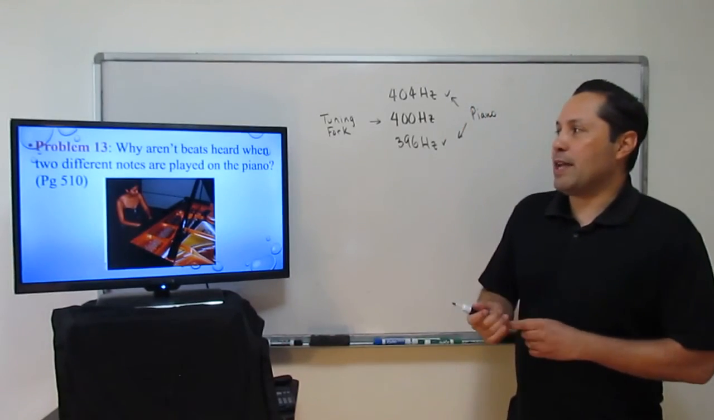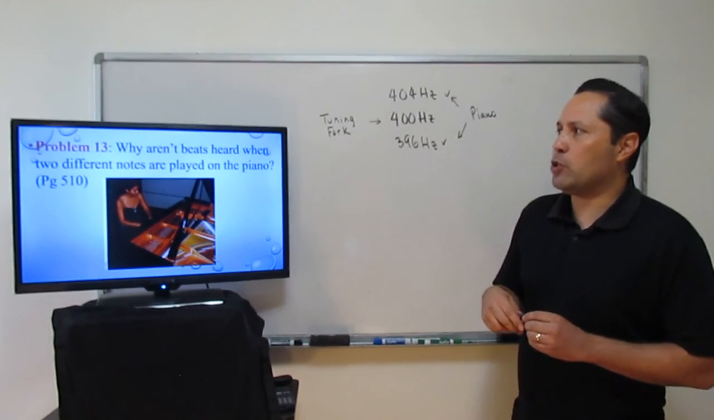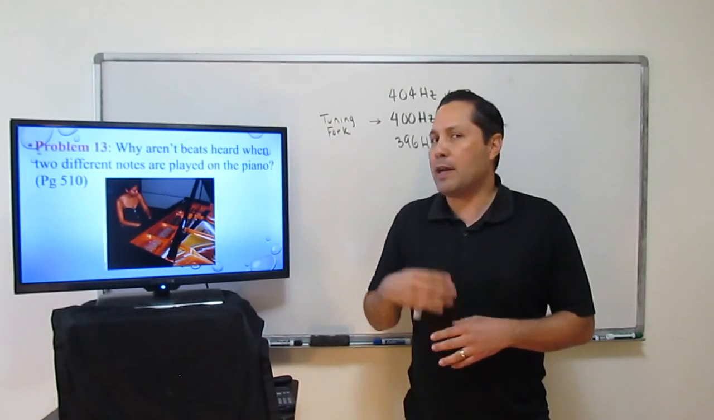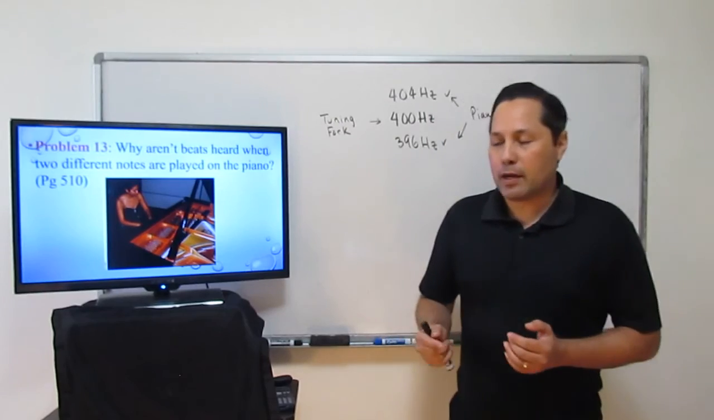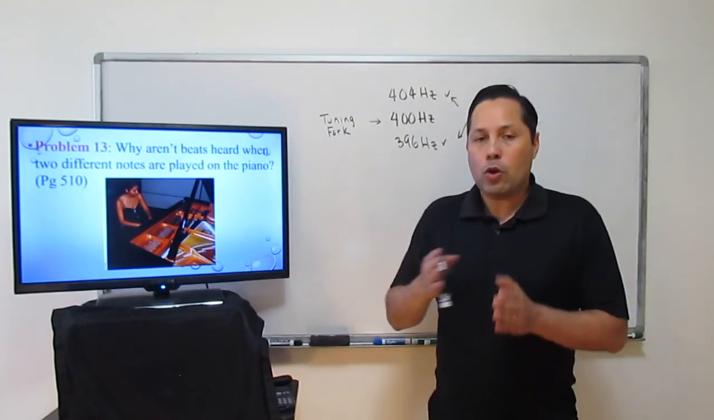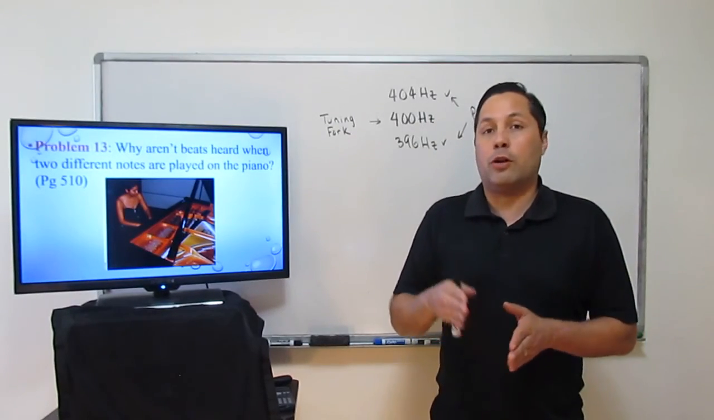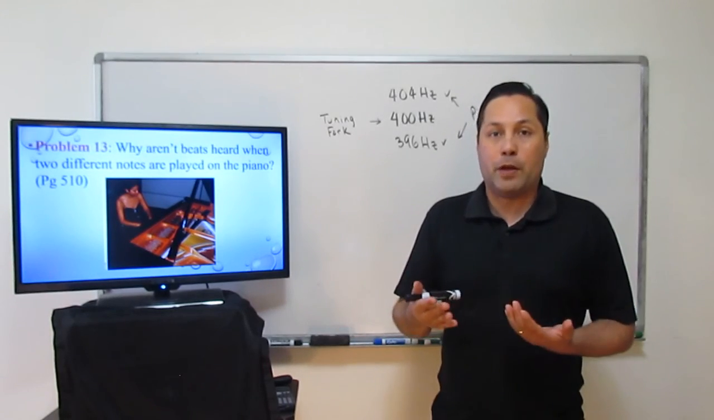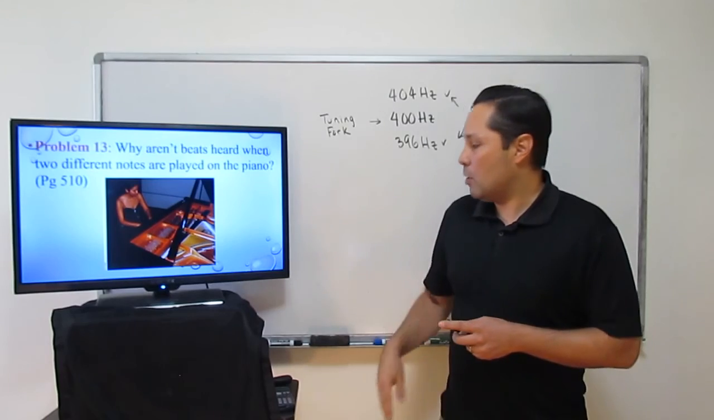Next, in problem 13, they ask you, why aren't beats heard when two different notes are played on a piano? So even if you play two side by side, you don't hear beats. Why is that? Well, in the piano, those two strings, those two notes, are far away from each other in frequency so that they don't create constructive or destructive interference. So that's why you don't hear beats while playing the piano.